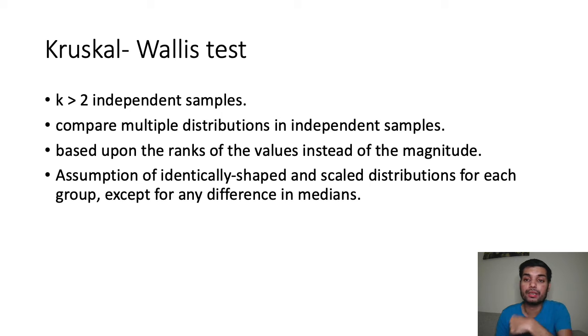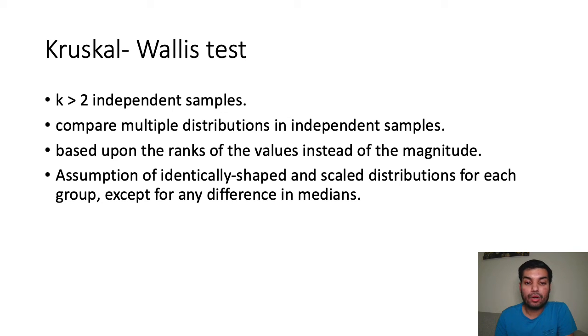In such settings, we can use the Kruskal-Wallis test when the assumptions for parametric tests are not satisfied. The Kruskal-Wallis test is a general test to compare multiple distributions in independent samples. The idea behind the test is to determine if k populations seem to be the same or different based upon the ranks of the values instead of the magnitude.